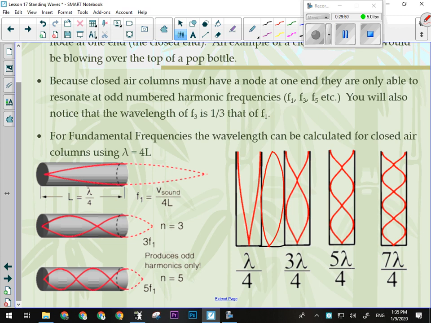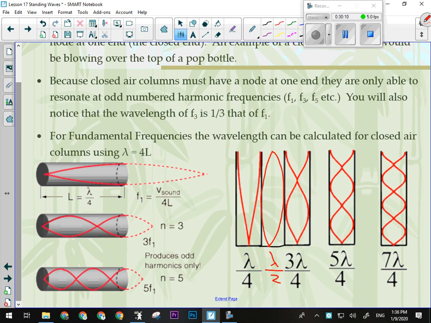Okay, how many wavelengths are in there? A half. So when it's lambda over 2, I have a node at the top. What do I hear? Nothing. Okay, I hear absolutely nothing at F2. That's the advantage of an open air column. An open air column resonates at F1, F2, F3, at all of them.